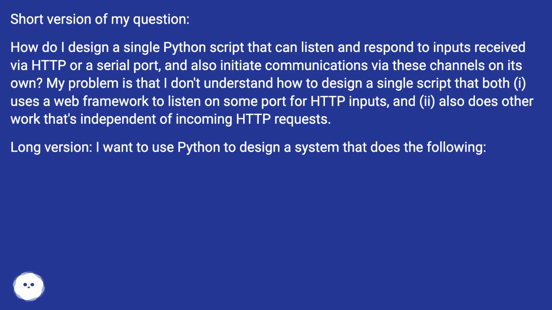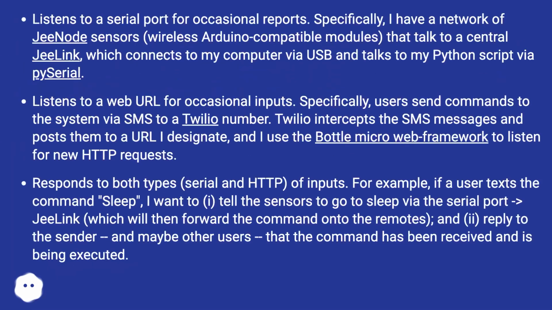Long version. I want to use Python to design a system that does the following. Listens to a serial port for occasional reports. Specifically, I have a network of G-Node sensors, wireless Arduino compatible modules, that talk to a central G-Link, which connects to my computer via USB and talks to my Python script via serial. It also listens to a web URL for occasional inputs. Specifically, users send commands to the system via SMS to a Twilio number. Twilio intercepts the SMS messages and posts them to a URL I designate, and I use the Bottle micro web framework to listen for new HTTP requests. It responds to both types of inputs, serial and HTTP.